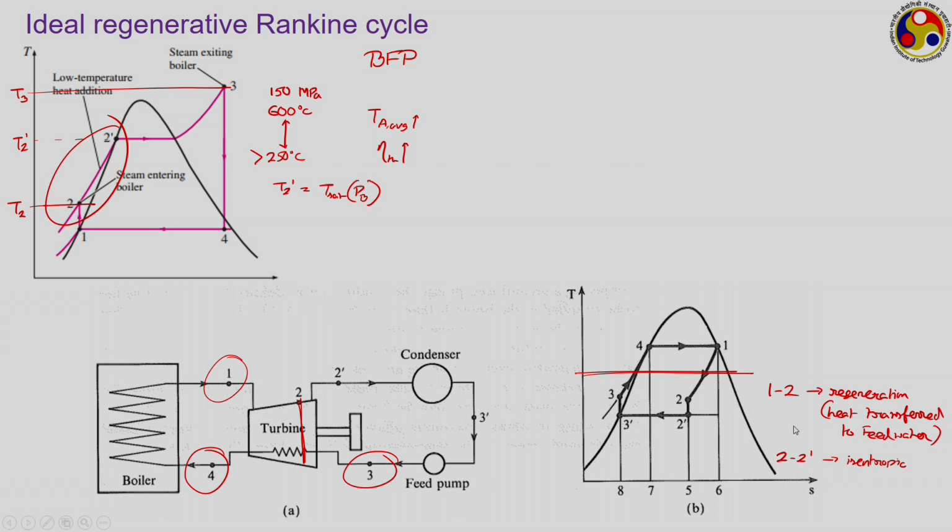And as this is a perfectly reversible cycle, its efficiency has to be equal to the Carnot cycle efficiency. That is the biggest advantage of this particular ideal cycle with regeneration, but practically this is not possible. One big problem is that look what is happening during the turbine expansion.